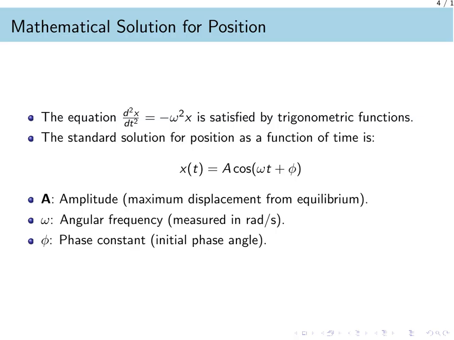In this expression, the amplitude A represents the maximum displacement from equilibrium, and the angular frequency omega, measured in radians per second, tells us how fast the oscillations occur. The phase constant phi accounts for the starting position and direction of the particle at time zero.